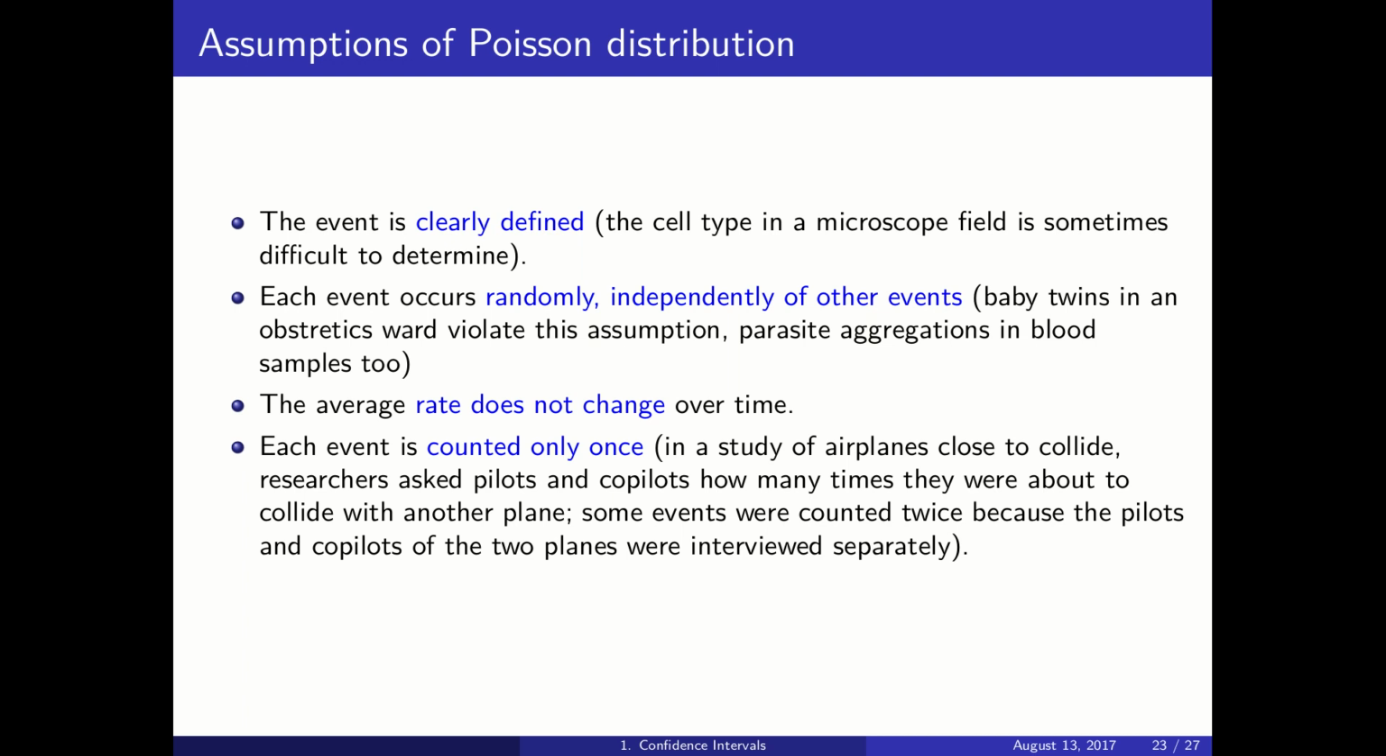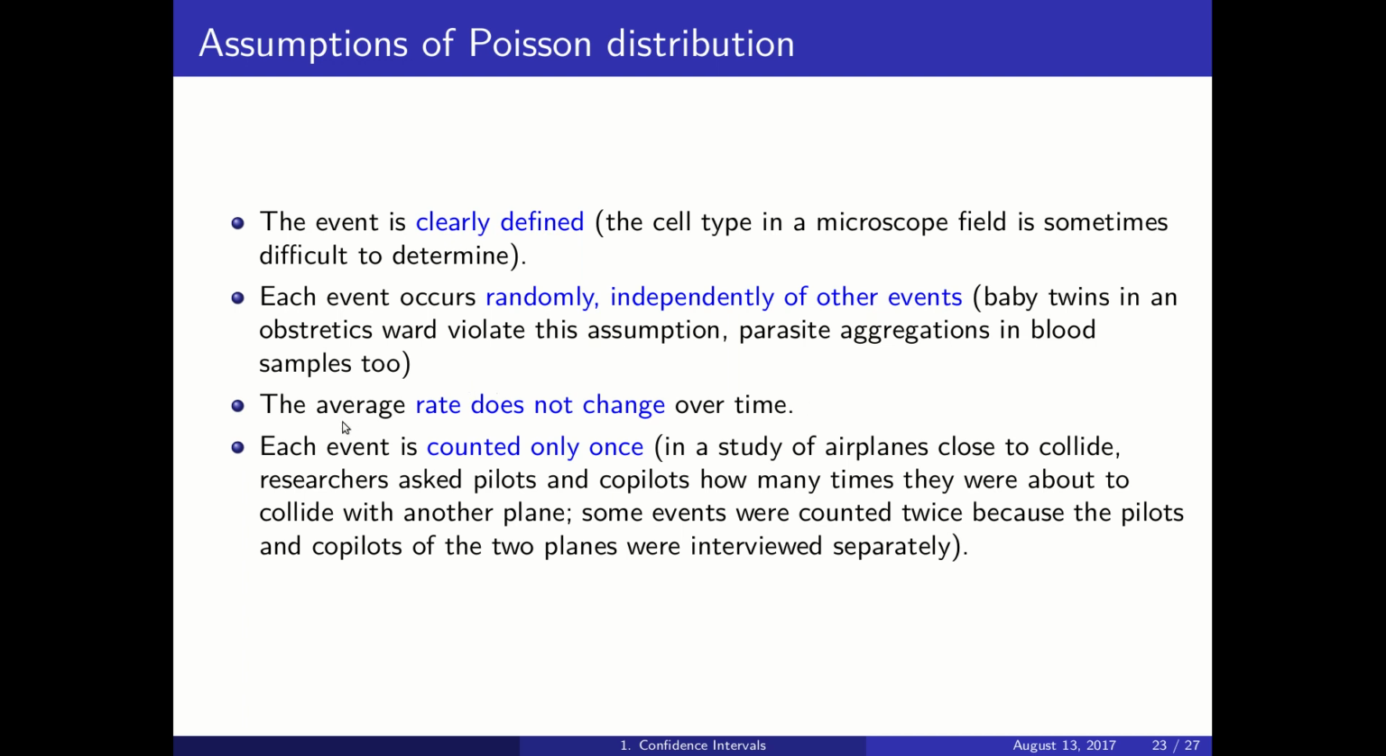And then the Poisson also assumes that the events occur randomly, independently of other events. So for instance, baby twins in an obstetric ward violate this assumption, or parasite aggregations in blood samples. So if the occurrences of the events are related to nearby events, then we are violating the Poisson distribution.